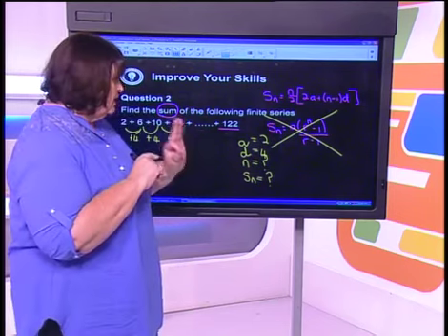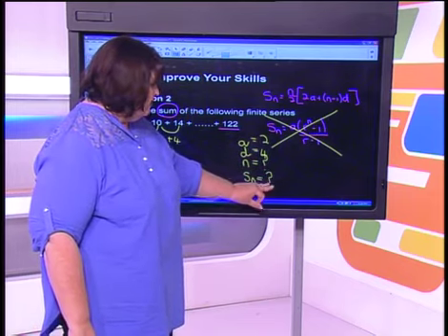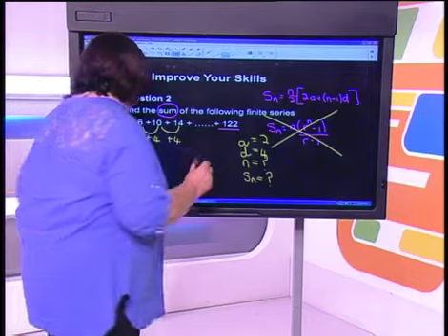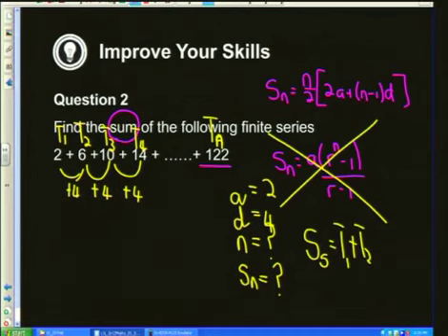Now, looking at this, what can we still work out? We've got A and we've got D. We don't know what N is. We're asking for the sum. They're asking for that, so the chances are we have to work out N. Now, how do we do that? Well, we know that this is term number 1, this is term number 2, this is term 3, this is term 4, and in actual fact, this must be term N. Because if I was saying to you the sum of 5 terms, it would mean take term 1, add it to term 2, add it to term 3, add it to term 4, add it to term 5. So I would stop with what the number is. So that is term N.